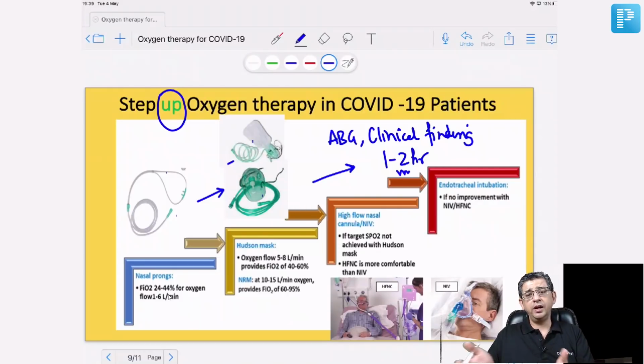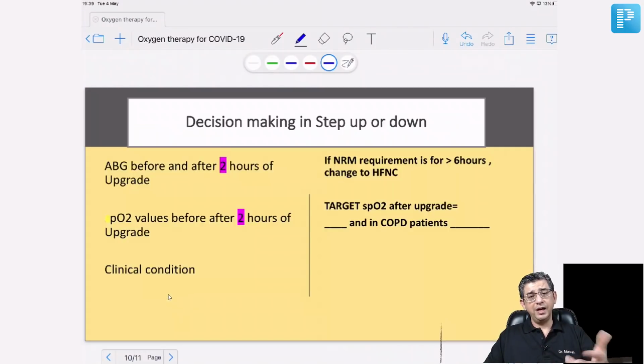The KGMU guidelines mention about 1 to 2 hours based on two main parameters: the clinical evaluation, which incorporates multiple things as I explained, and obviously the ABG status of the patient. And in case all this is not done, the patient will go into impending respiratory failure. And as I have highlighted, the decision of going up for step up or step down, I said it's a 1 to 2 hour period that is required.